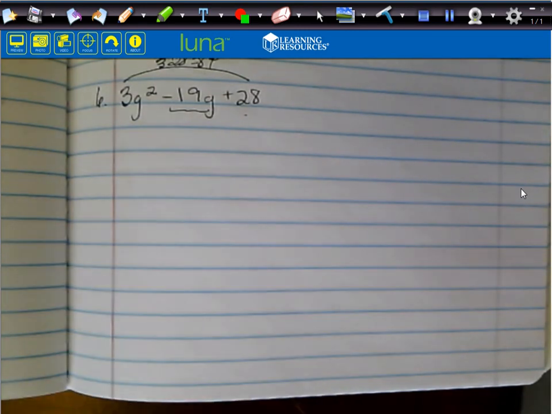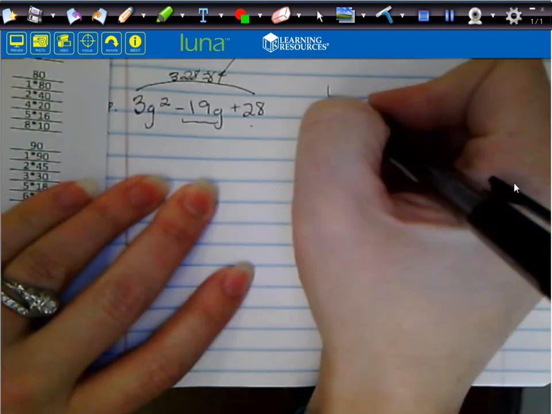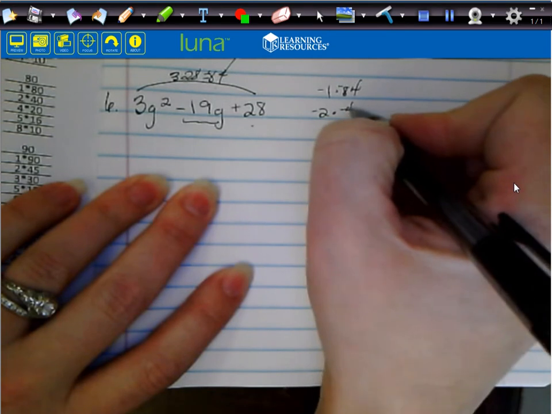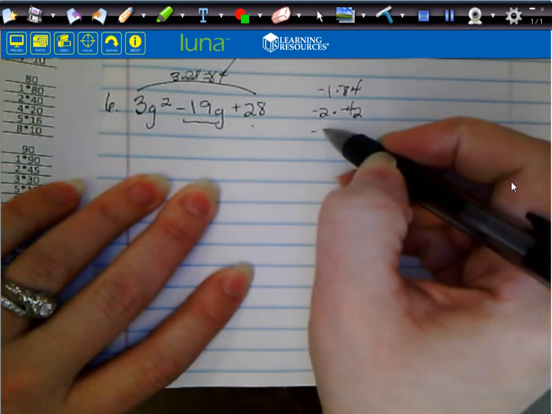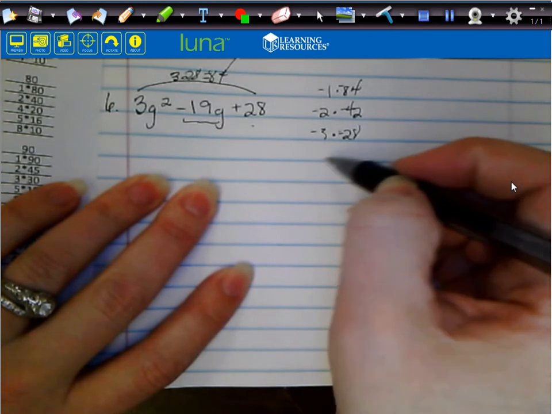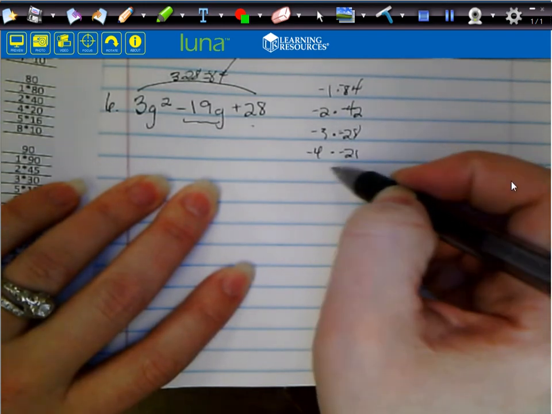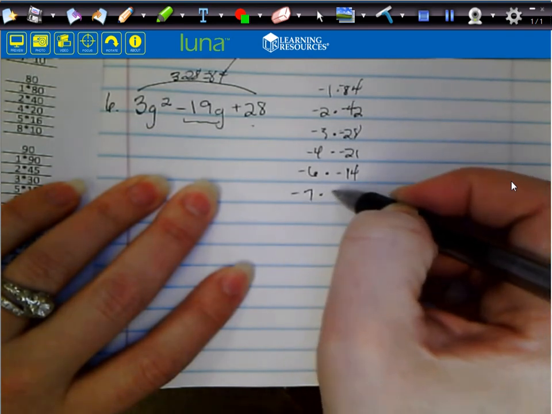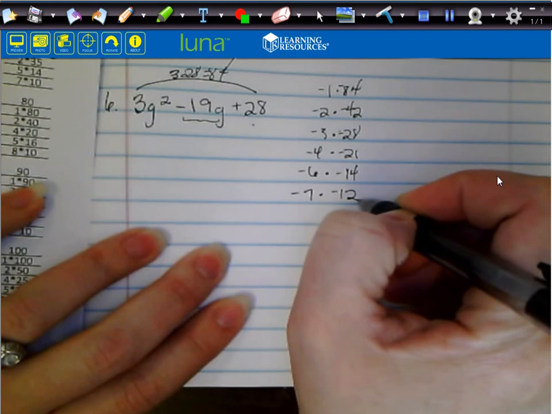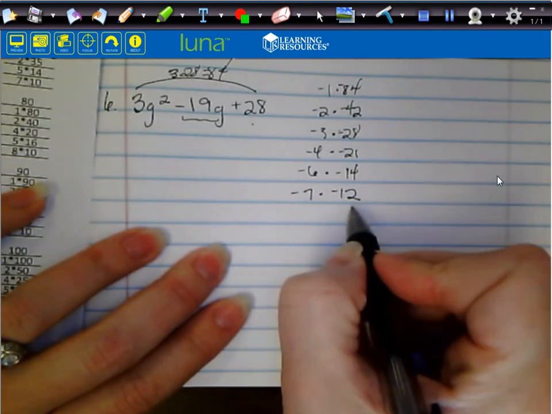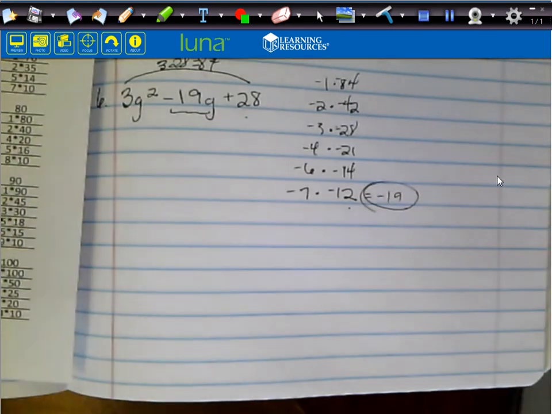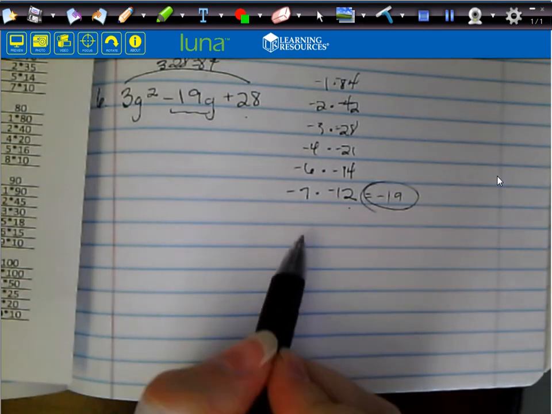So my factors of 84, and there are a lot of them. 1 and 84, again, both negative. Negative 2 times negative 42. Negative 3 times negative 28. Negative 4 times negative 21. Negative 6 times negative 14. And negative 7 times negative 12. I'm going to start at the bottom here and start adding together. So negative 12 plus negative 7 is going to give me negative 19. That's exactly what I needed. So I'm going to go with negative 7 and negative 12 as my factors.